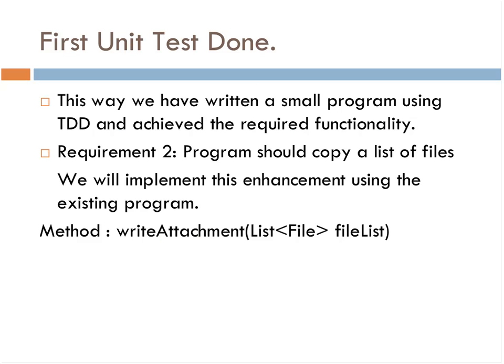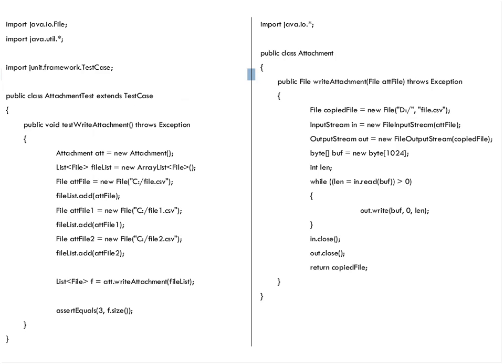So how do you start approaching this? What you will do is, if you see my code is as it is. What I've done is I've changed my test case. Instead of one file I have, let's say, 3 files now. I have 3 files which I've added to a list, and now I would want my writeAttachment method to take a list of files and return me a list of files saying that these are the files that were asked to be copied, and these are the list of copied files.